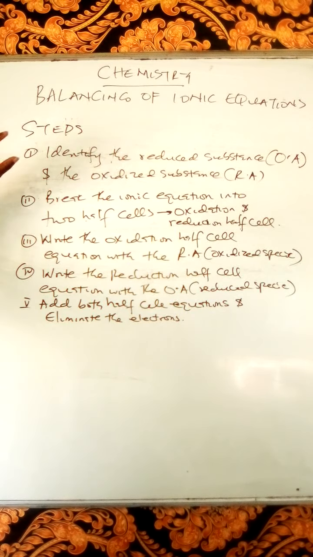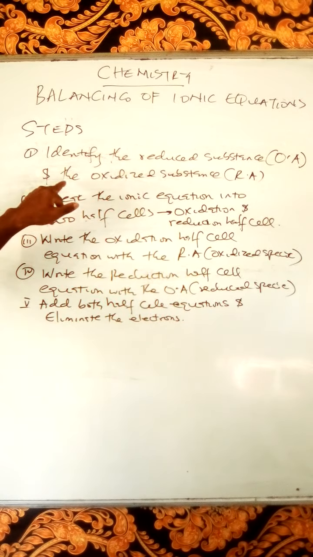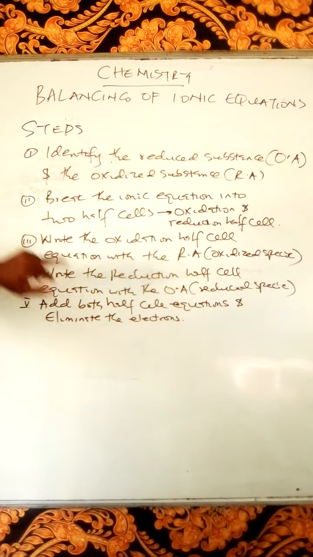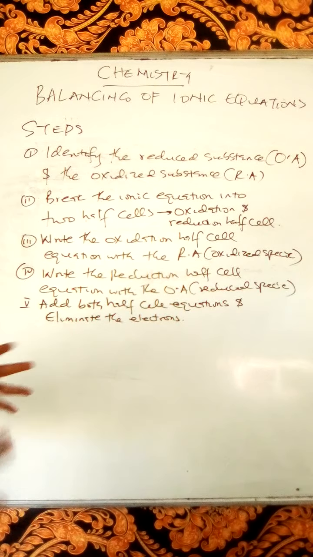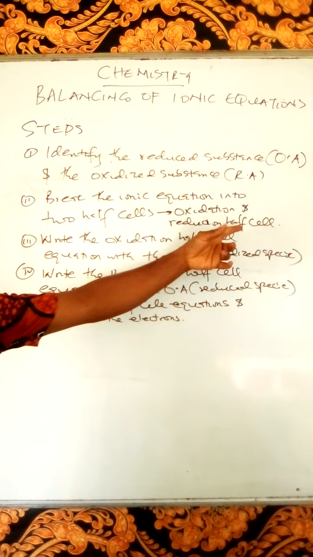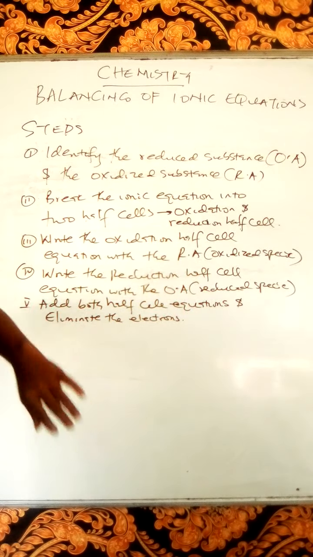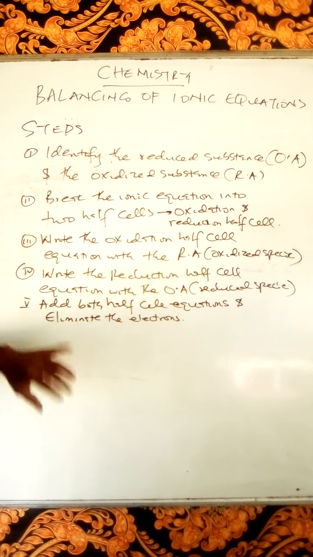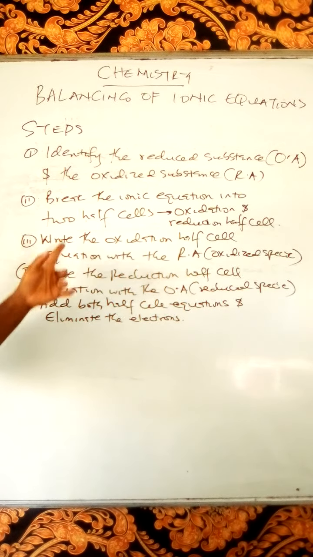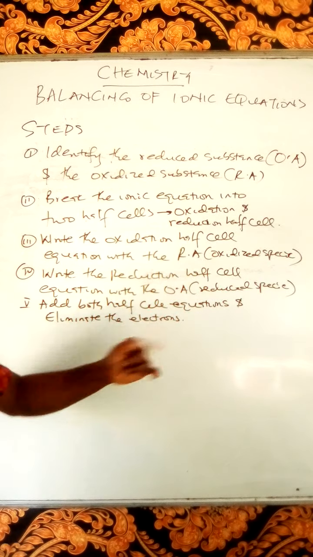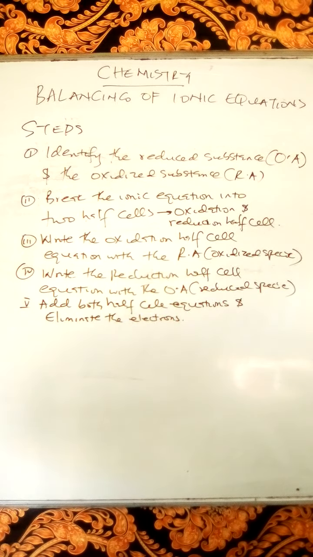So to balance an ionic equation, first of all, you have to critically examine the ionic equation and identify the reduced substance, that is the substance whose oxidation number decreases, which is normally called the oxidizing agent, and also the oxidized substance, the reducing agent. Break the ionic equation into two. You're going to have the oxidation half cell showing oxidation taking place, and the reduction half cell showing reduction taking place. Then write the oxidation half cell, write the reduction half cell, and then add these two processes together, eliminating the electrons.